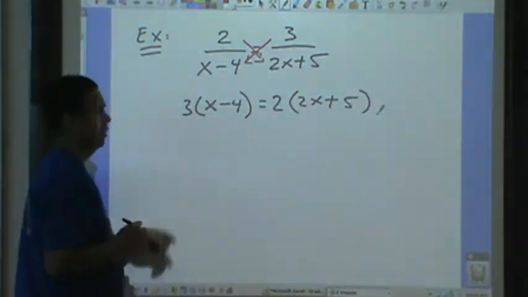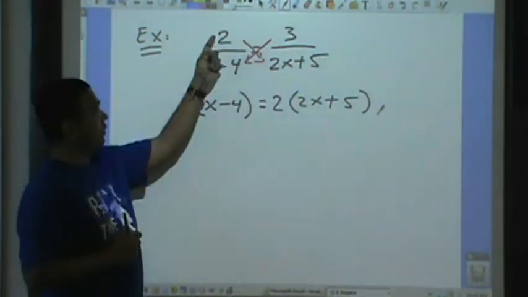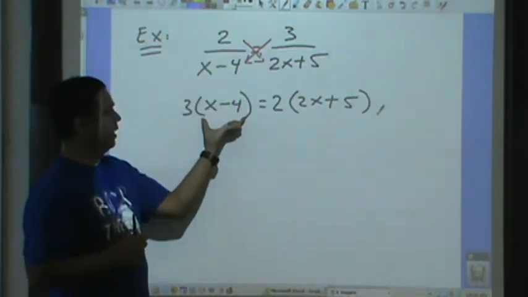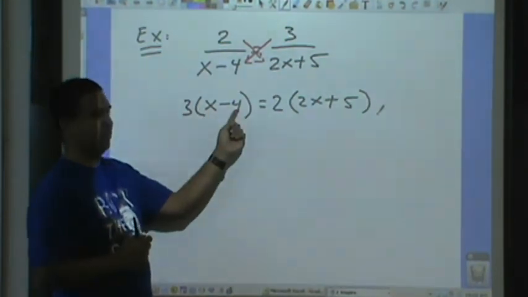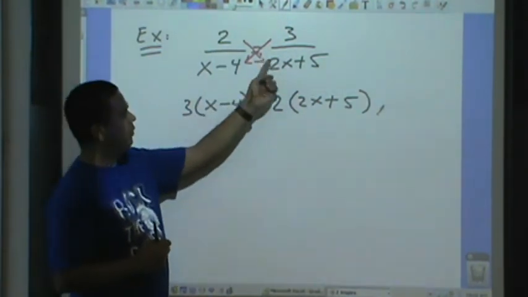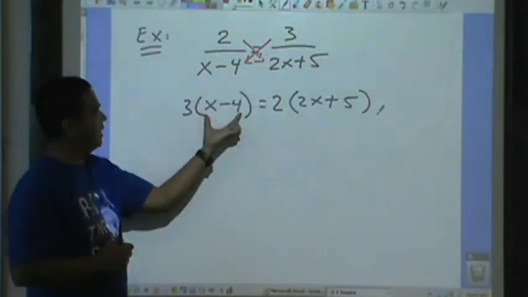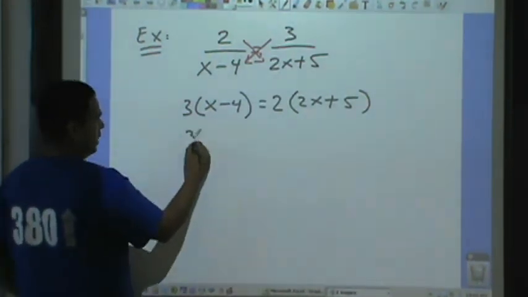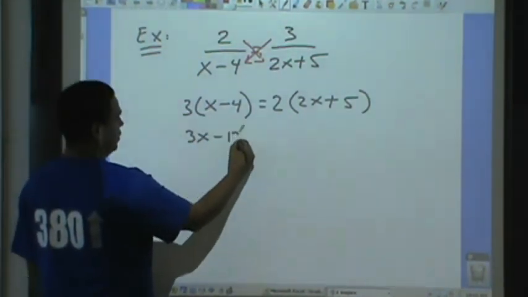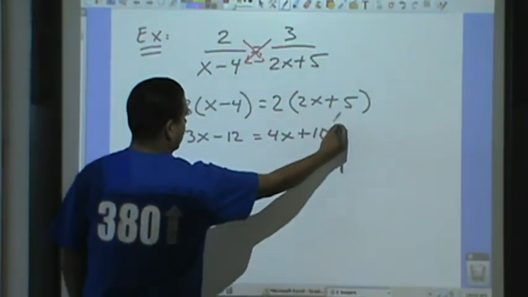Good. Okay, make sure you get that first step correct. When you cross multiply, I like using parentheses because it reminds you you have to distribute. So that 2 times the 2x and the 5, and that 3 times the x and the minus 4. You get 3x minus 12 equals 4x plus 10.